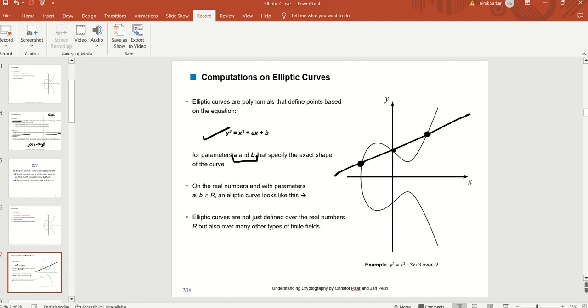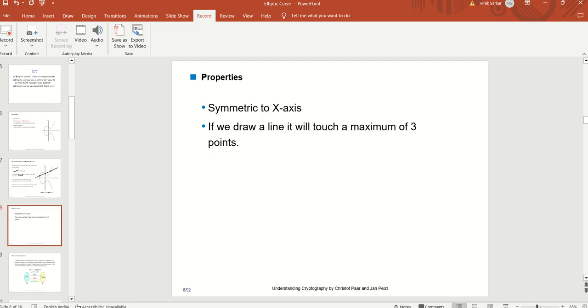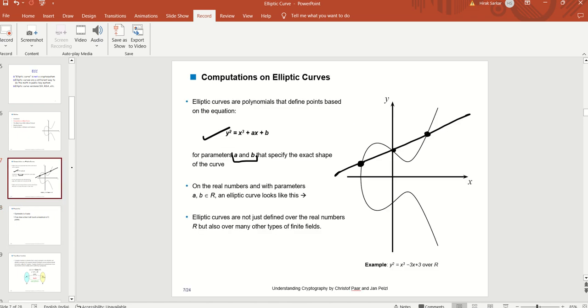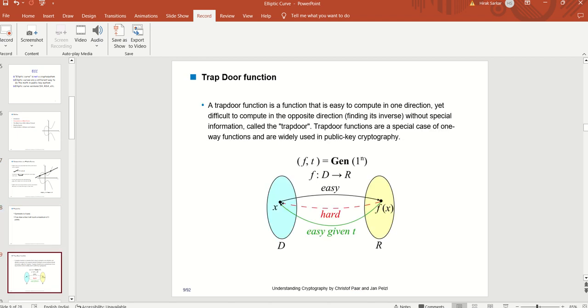Now we'll see what the properties are. The curve is symmetric to the x axis, and if you draw a line, it will touch a maximum of 3 points. We have already seen that here. These are some of the properties.